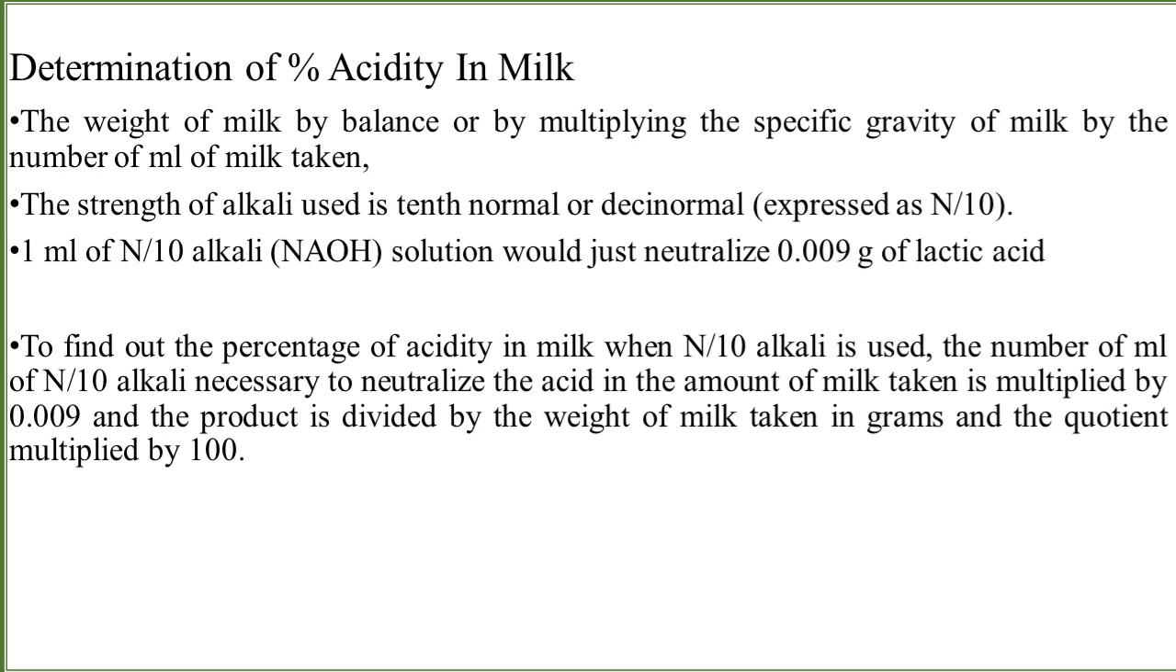To find out the percentage of the acidity in the milk when N/10 alkali is used, the number of ml of N/10 alkali necessary to neutralize the acid in the amount of the milk taken is multiplied by 0.009, and the product is divided by the weight of the milk taken in grams and the quotient multiplied by 100.